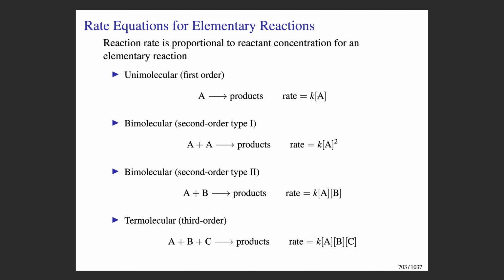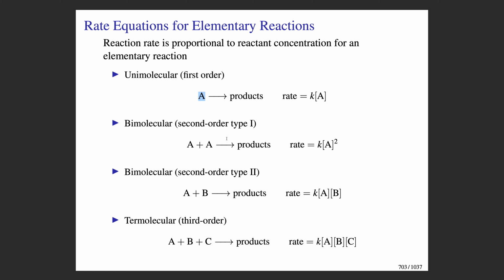Unimolecular reactions are first order. When one species appears on the reactants, you increase the order for that reactant by a factor of 1. So if it appears once, you get a first order reaction. For bimolecular reactions, there's 2 types.